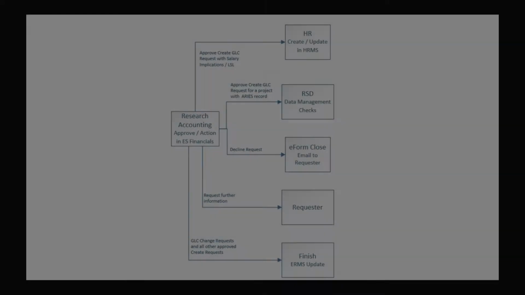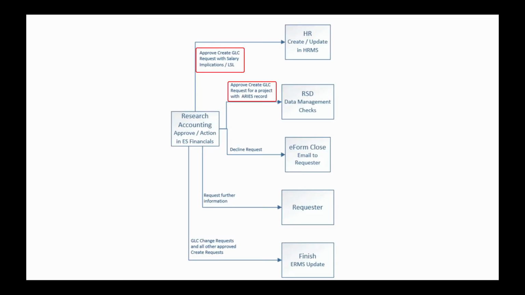If you approve the GLC request, the e-form will be submitted for processing. Depending on the nature of the request, the e-form may be sent to HR to make changes in the HRMS, or to the Research Services Division to check or make changes in Aries. Additional comments are optional. If you do not approve the GLC request, the e-form will be closed and the requester will receive a notification with your reasons for declining. If you require an amendment, the e-form will be reassigned to the requester. In both these instances, additional comments are mandatory and will be provided to the requester.